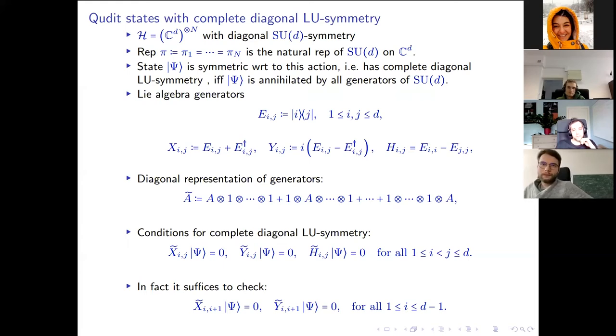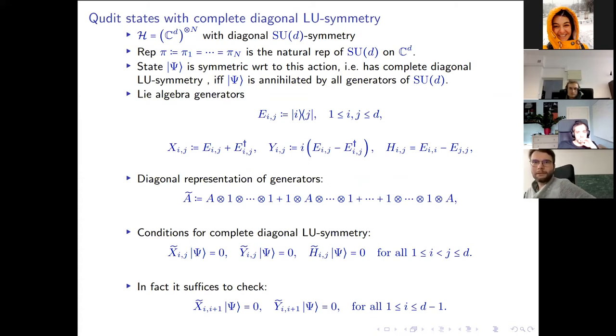So of course it will be symmetric with respect to this action if and only if this state is annihilated by all generators of the algebra of SU(d). So you can write them down, look at the diagonal representation of these generators which correspond to this diagonal action, and you will get some conditions, which is fairly obvious. The one improvement we have is that we show that in fact it suffices to check just some of these relations, but it's very easy.